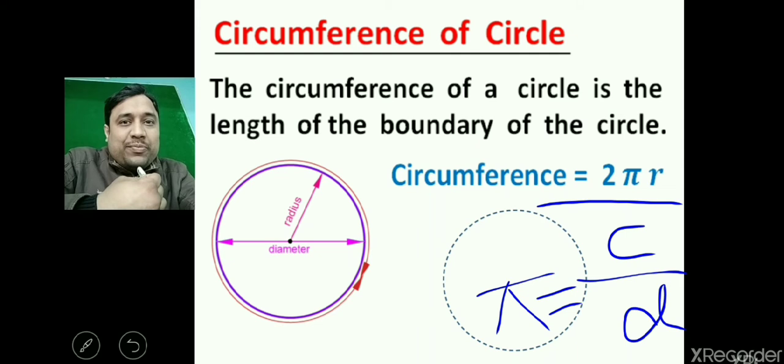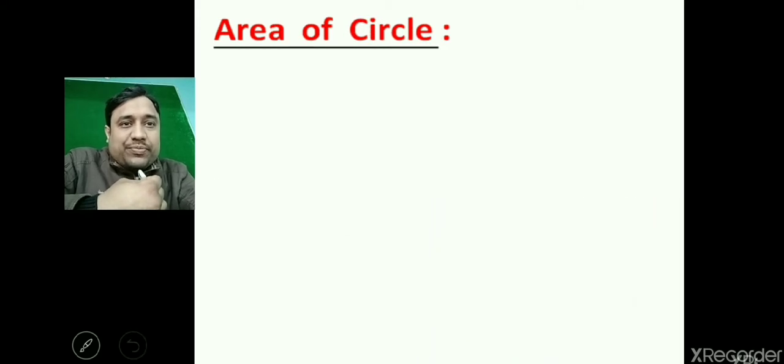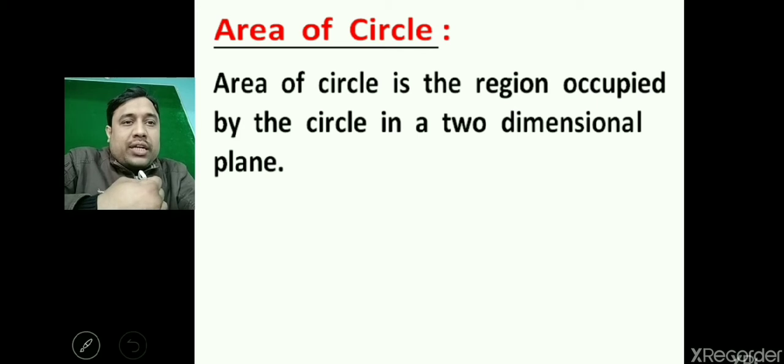Now, the area of a circle is the region occupied by the circle in a two-dimensional plane. Circle is a two-dimensional figure, so how much region it occupies on that plane is called its area. That region measurement is the area.